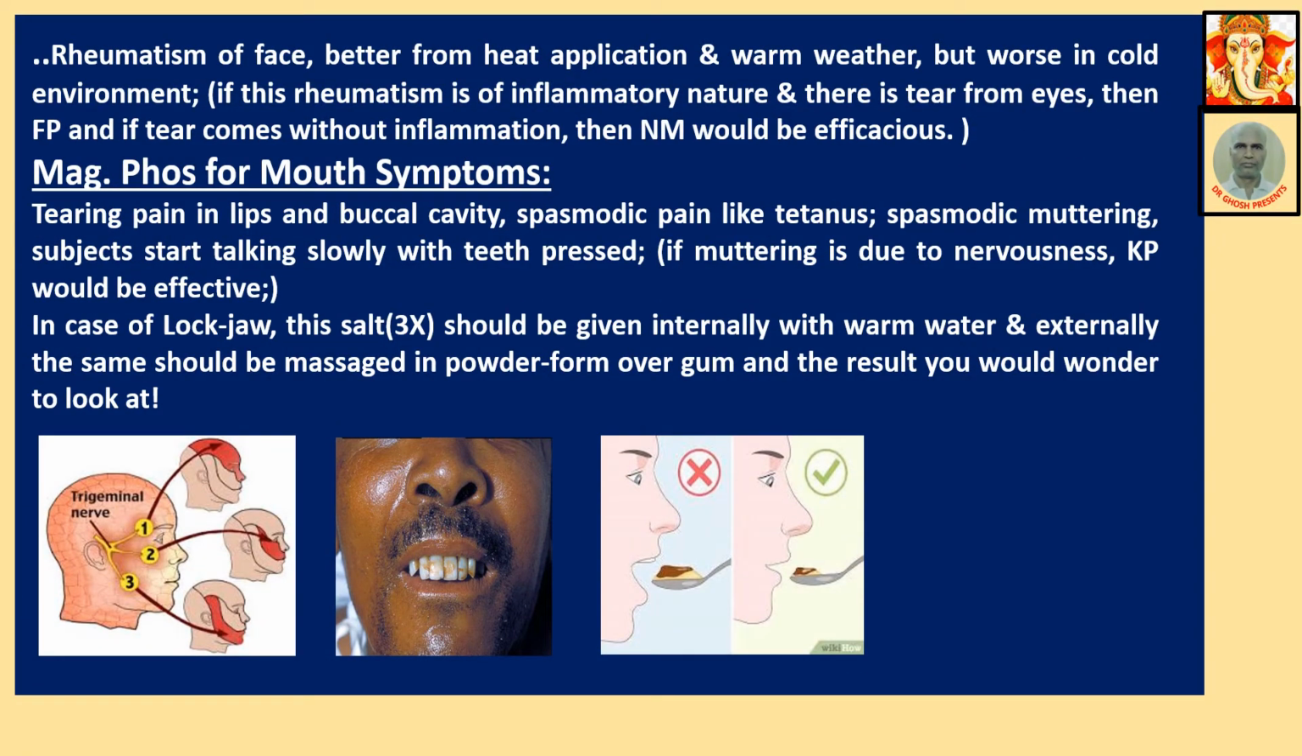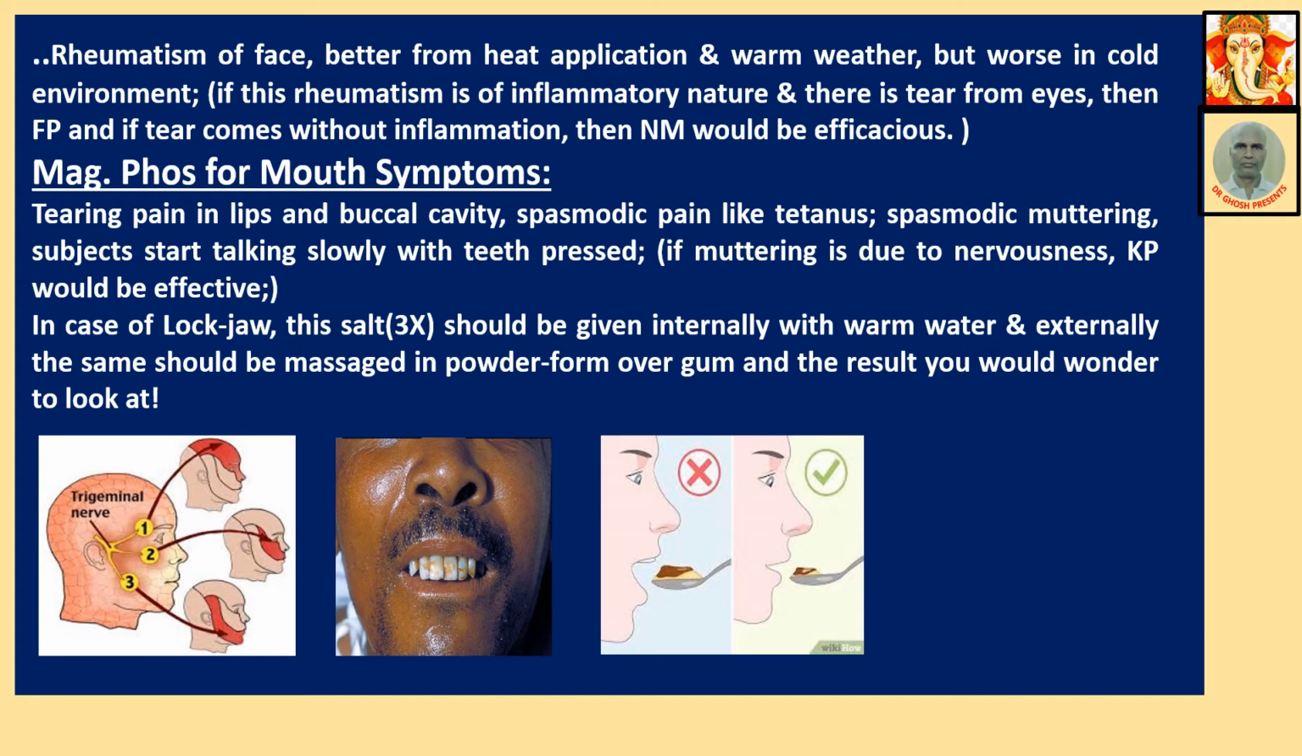Now this is a continuation from the slide before. Double dot means always continuation. Rheumatism of the face, better from heat application, warm water, but worse in cold environment. If this rheumatism is of inflammatory nature, that is, there are tears from the eyes, then Ferrum Phos. If tears come without inflammation, then Natrium Mur would be the most efficacious. Note this thing: MP, FP and NM for different situations.